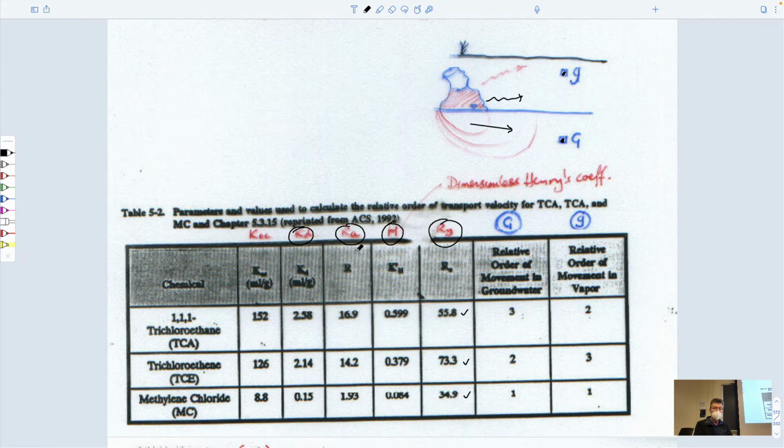But in the gas zone, this is G, not groundwater, gas. In the aqueous zone, below the water table, the arrival would be first, second, so I did the wrong one. This is this one, and this one.